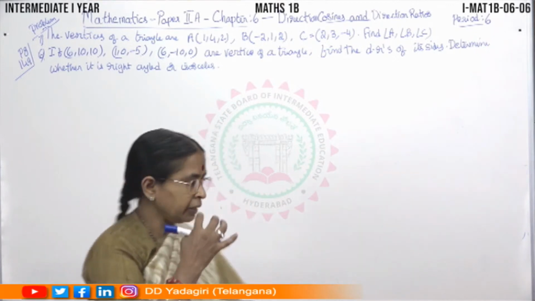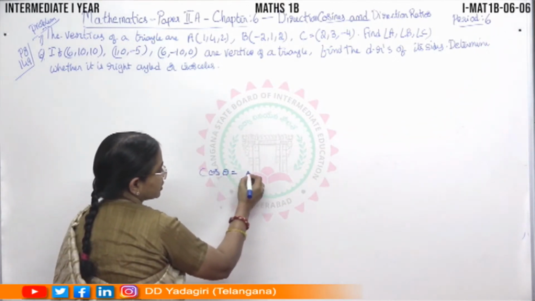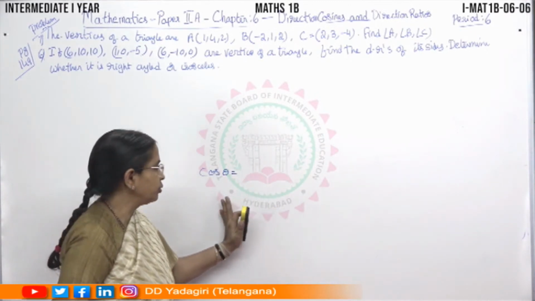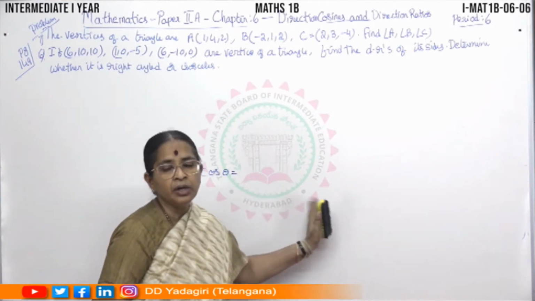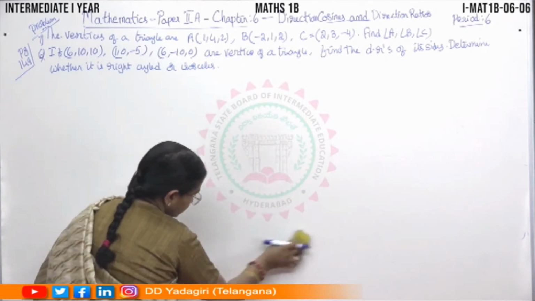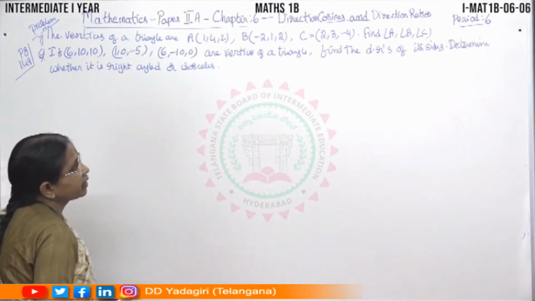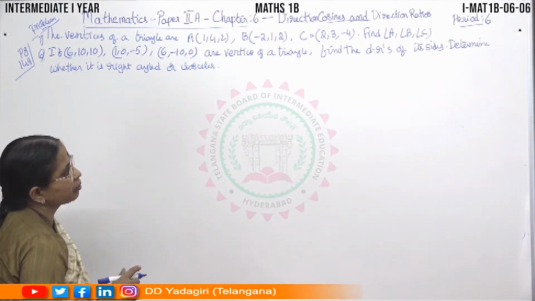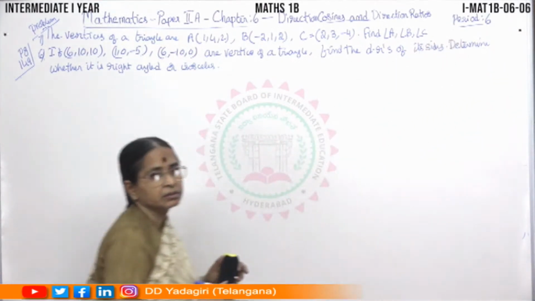As you have already solved some problems where you find the angle between two lines, cos theta equals a1 a2 plus b1 b2 plus c1 c2 by root of a1 square plus b1 square plus c1 square into root of a2 square plus b2 square plus c2 square. Even these problems are based on that. The vertices of a triangle are given. Find the angles A, B and C. That is one problem. These are also very important for 7 marks.